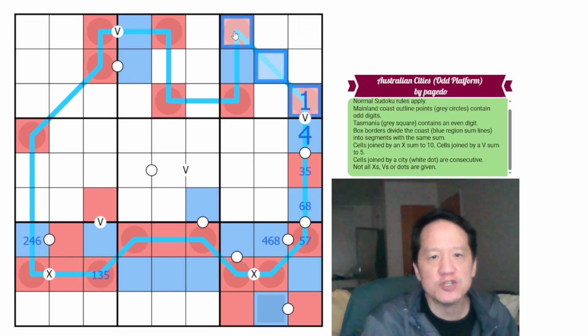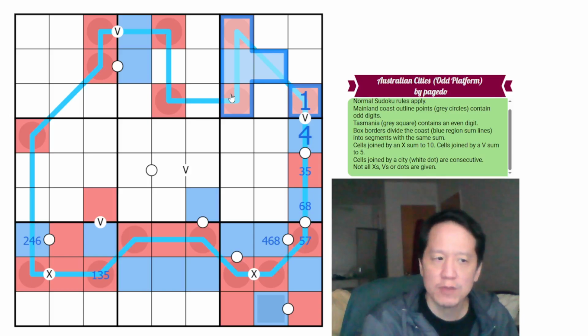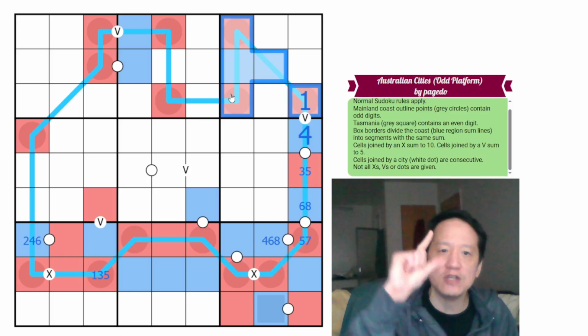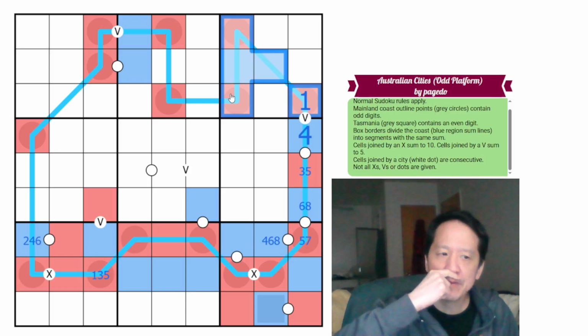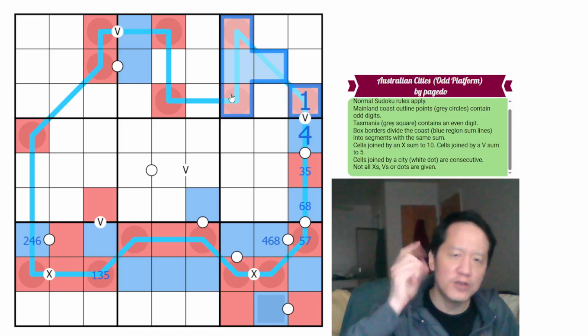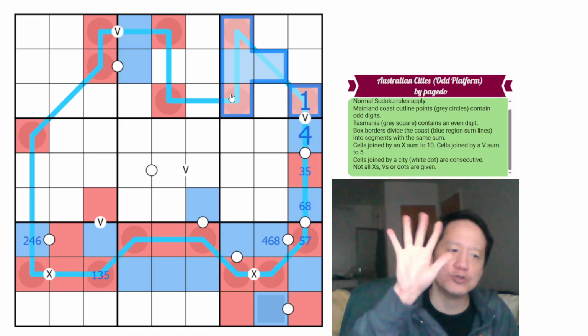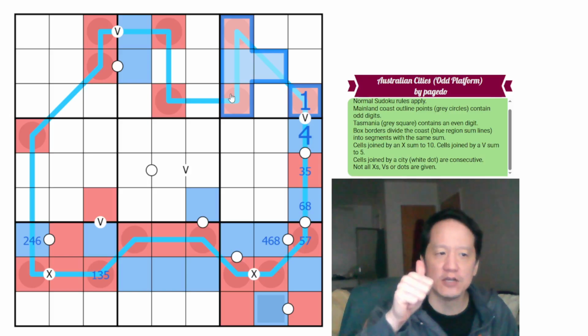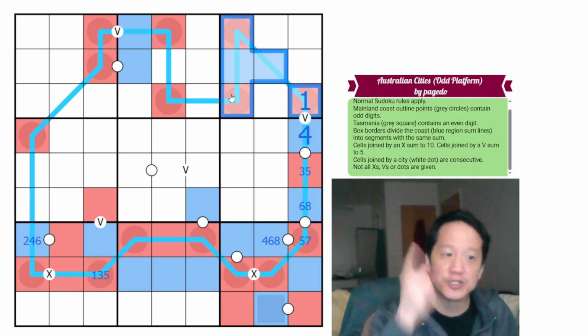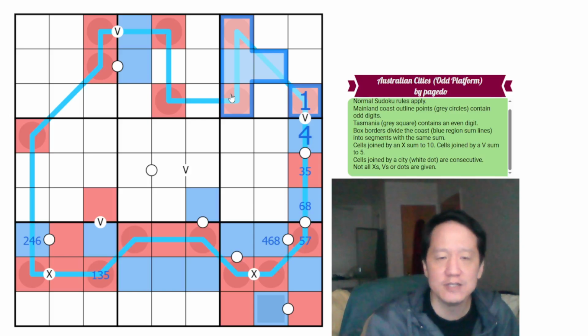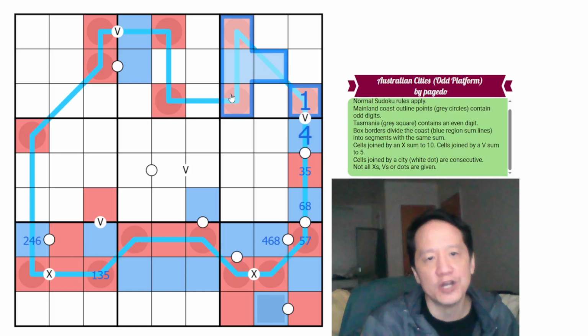So these 5 digits must add up to at least 15, but it could be 17. It's either only 15 or 17. Either way, if you have 15, it's 1, 2, 3, 4, 5. If it's 17, it could be 1, 2, 3, 4, 7, or 1, 2, 3, 5, 6. Either way, you always have a 1, and you always have 2 and 3 on this region sum line. That's 5 digits.